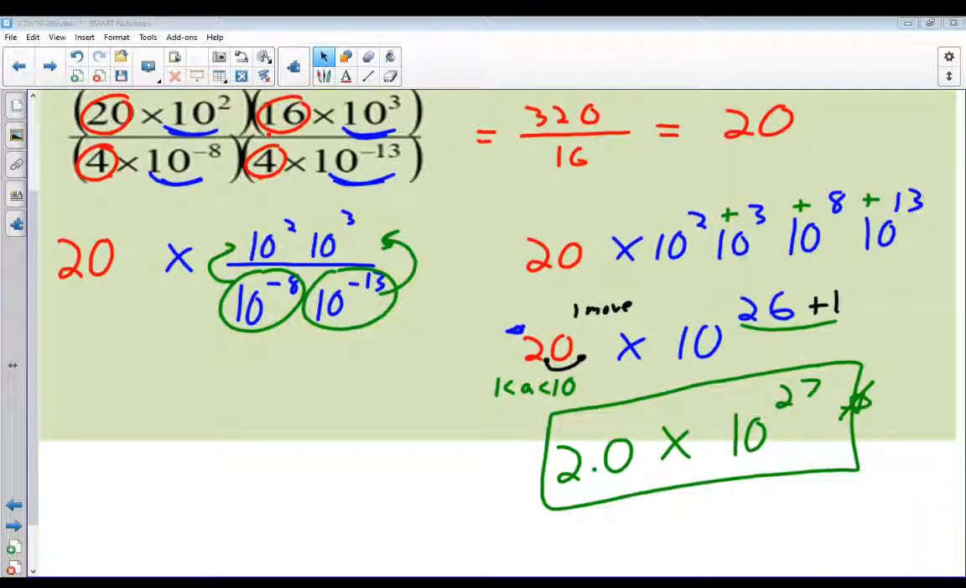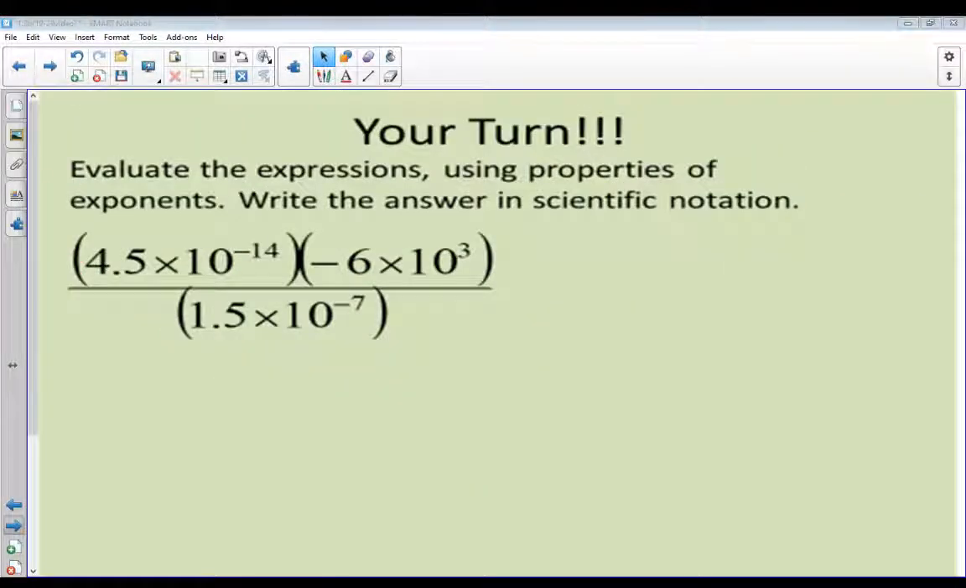So now I want you to try an example on your own. So take a look at this example, and through Edpuzzle, try this on your own. And then once you got it, check your work with mine, and then we'll continue. Go ahead and do that now.